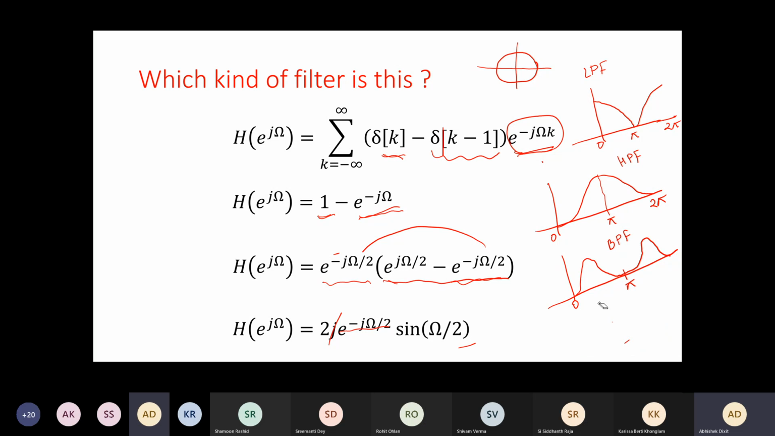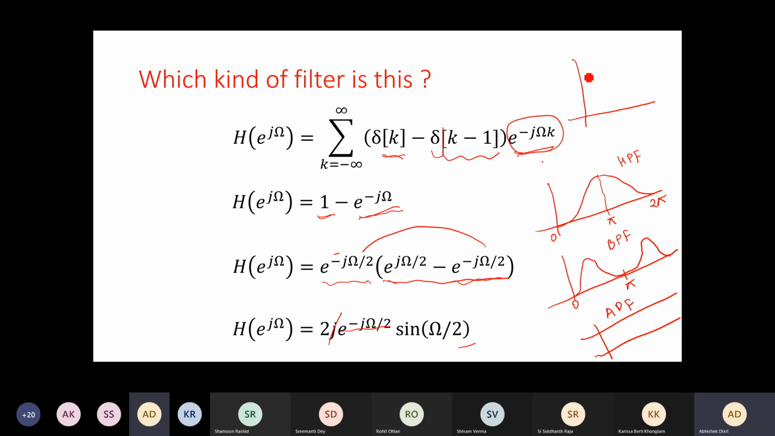What we are looking at, the mod of H(e^jω), that is important. And then for an all pass filter, it is like this, all pass. What is remaining? Band stop. Band stop will be the inverse of the band pass filter. So band stop, let me draw it here. Band stop is like this. Okay, band stop.